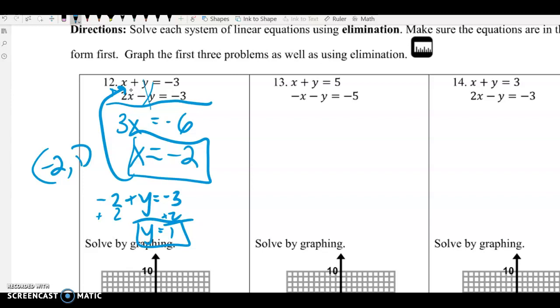13, my x's line up, my y's line up. I see these eliminate, and these eliminate. That means I get 0 equals 0. When I graph these, I'm going to have infinitely many solutions. They're the same exact line.